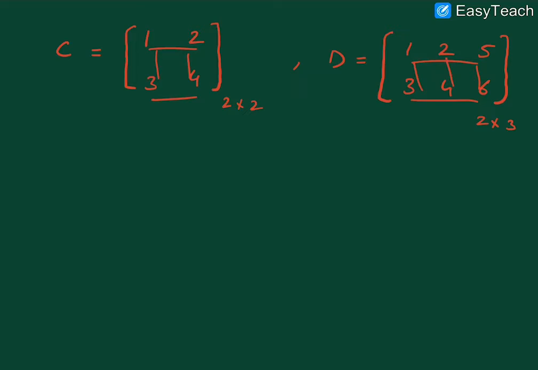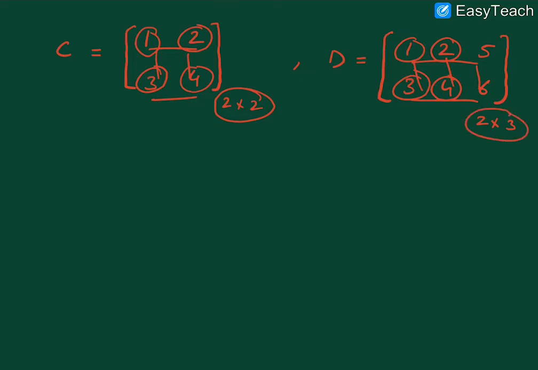Now you see corresponding elements, 1 is here, 1 is here, 2 is here, 2 is here, 3 is here, 3 is here, 4 is here, 4 is here. Corresponding elements are same, but the order is not same. The order of C is 2 cross 2 and the order of D is 2 into 3, which is not same. So C is not equal to D, because the order of C is not equal to the order of D.